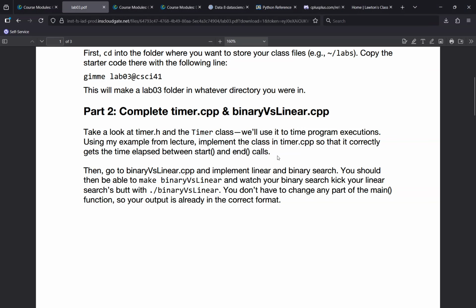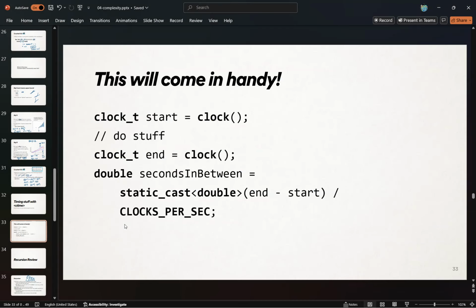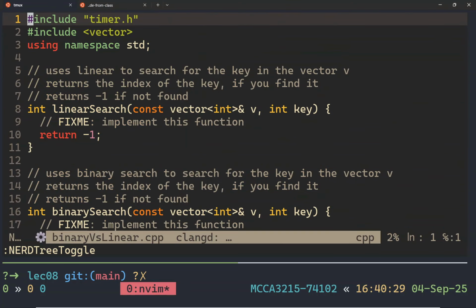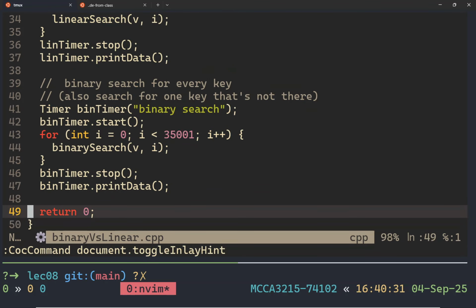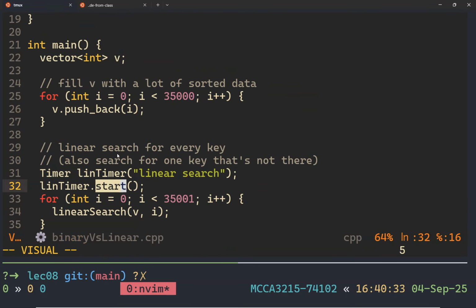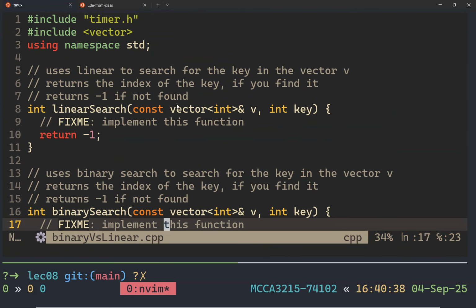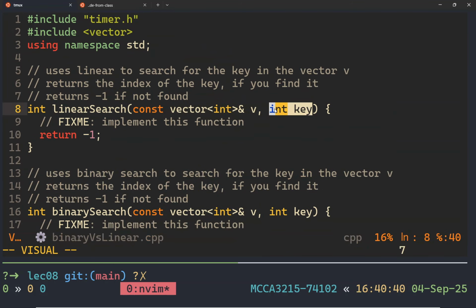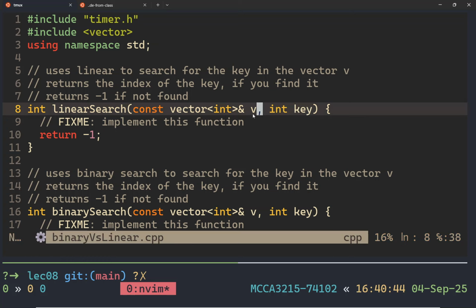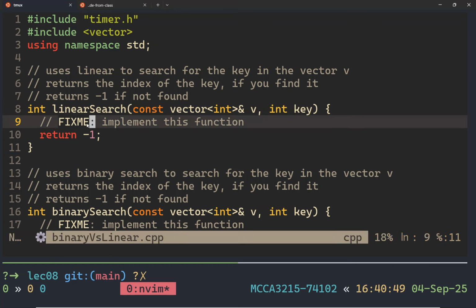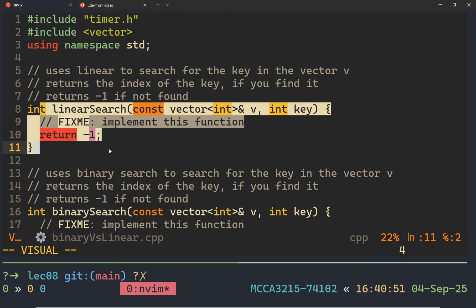Somebody's going to call start and end and do some work in between. And then we're going to use that to time our binary search and linear search. So here we've got binary versus linear.cpp, which has the main function as well, and it's going to use a timer around the things. You're going to implement both linear search and binary search on vectors. So vector v, and you've got a thing that you're looking for, and that thing is called the key. Looking for the key, the needle in the haystack. And you give back the index where you found the thing, -1 if you didn't find it. So implement linear search, you can copy and paste it from your book, more or less.